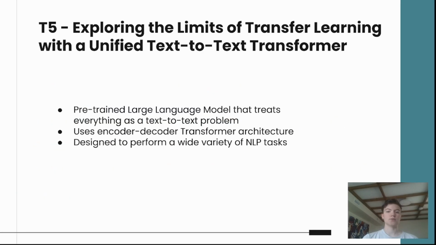T5, or Text-to-Text Transfer Transformer, is a large language model designed to explore the limits of using transfer learning for language processing tasks. T5 treats everything as a text-in, text-out problem using an encoder-decoder transformer architecture, compared to something like BERT, which uses an encoder-only transformer, and it's designed to perform a wide variety of natural language processing tasks that many deep learning models are capable of performing individually, but not all at once.